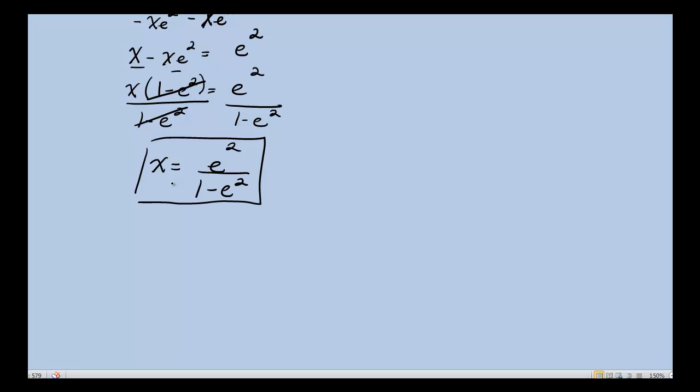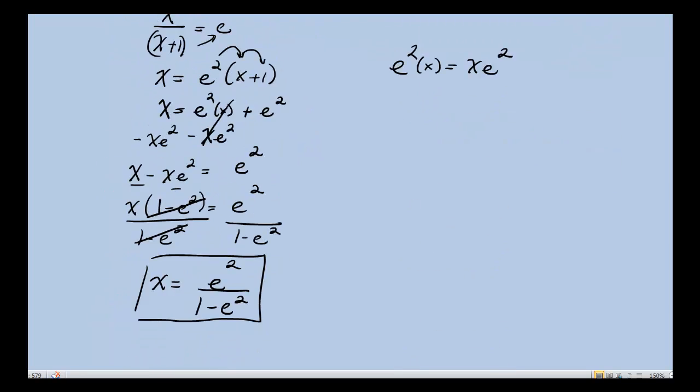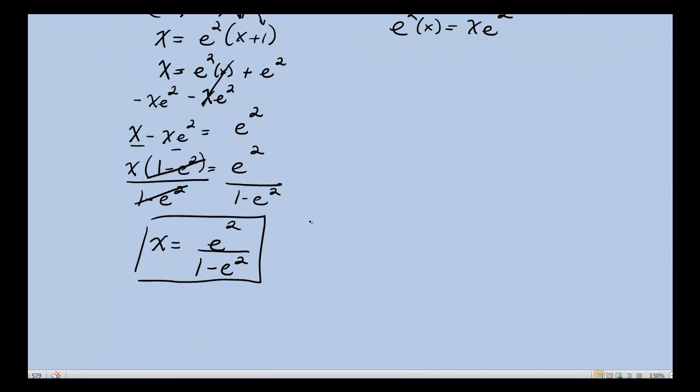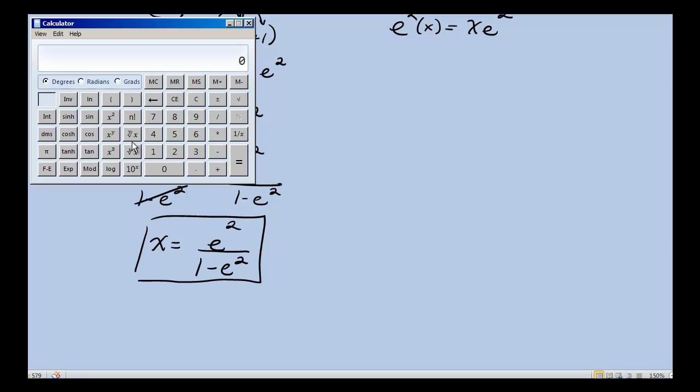But again, we always have to check to make sure that this is a valid solution. And that's important for us to do because we know in this circumstance that x must be greater than 0. So let's think about this. We know e, and I'll pull up a calculator here on the computer to give you an idea. So with our calculator, where is our e? Maybe we can get to scientific. So scientific is here. I don't see my e.